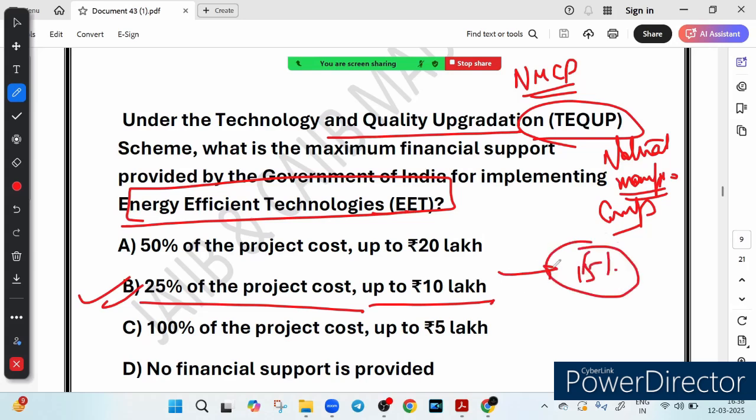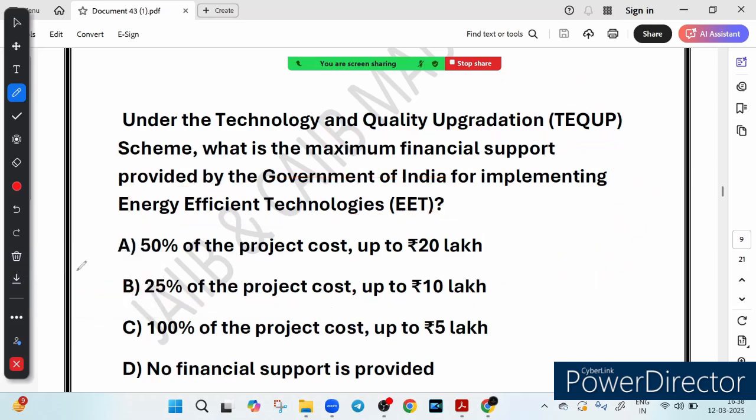For example, suppose a small factory wants to replace an old machine with an energy efficient one costing rupees 40 lakh. Under this scheme, 25%. What will be 25% of 40 lakh? Please let me know in the comment section. So 25% of 40 lakh means 1/4 of 40 lakh, which is nothing but 10 lakh.